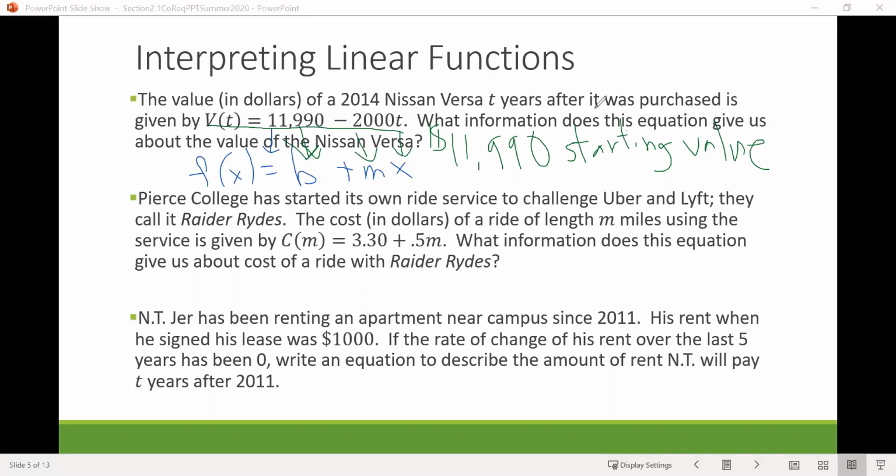Okay. And then what will the negative 2,000 be? Well, that's our rate of change. And what's it the rate of change of? It's the rate of change of the value of the car. And so what is it telling us? It's telling us the value of the car is changing by $2,000. And because it's negative, that means it's decreasing. And it's decreasing since the units here are per years. It's decreasing at $2,000 per year. Okay, so that would be our rate of change there.